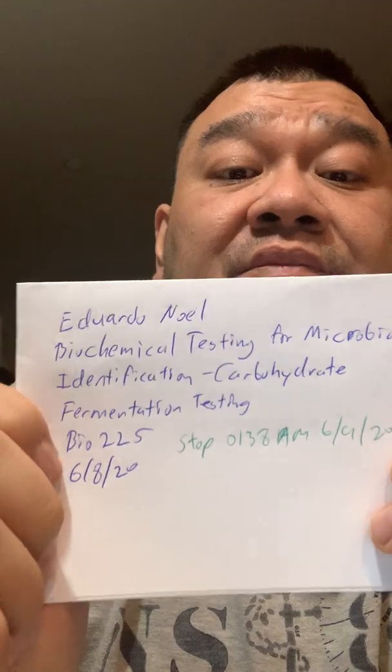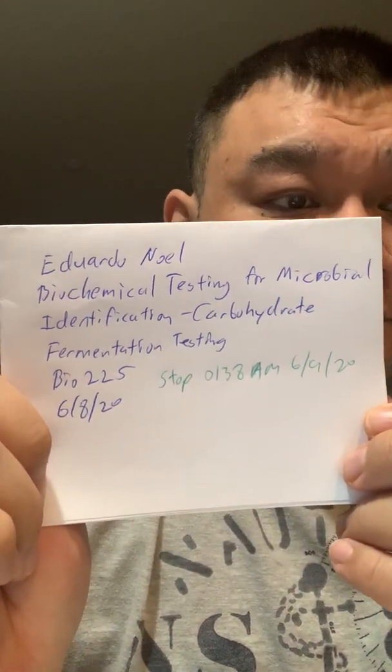This is the video entry graded version for week 5, biochemical testing for microbial identification, carbohydrate fermentation testing for Bio 225. Today is June 9, 2020. Here is my card. In my last video, I showed the results of my experiment, and I will repeat it again.